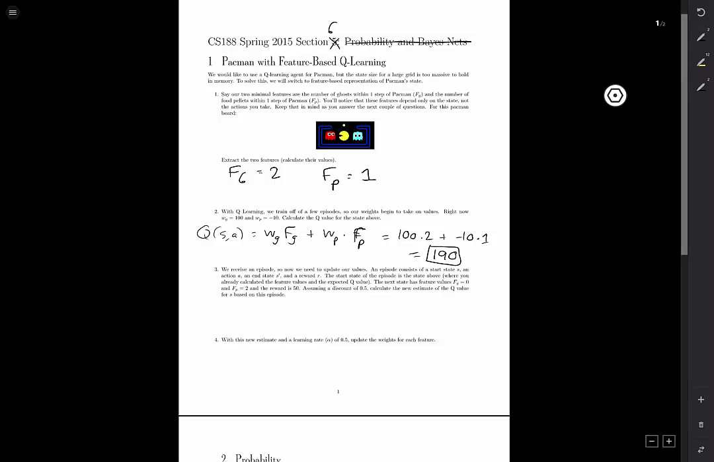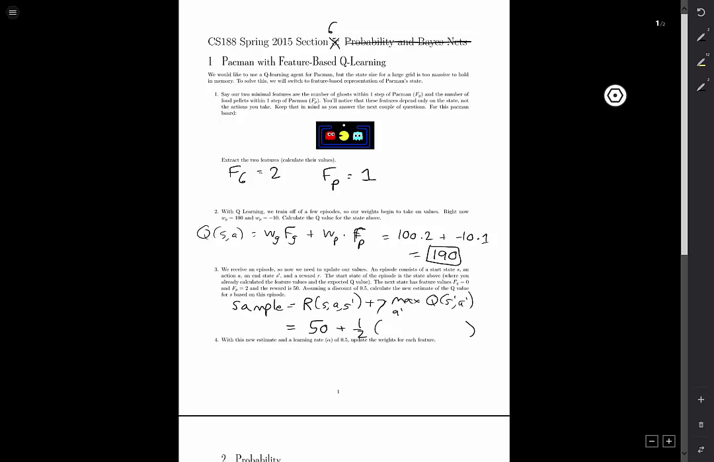So what they want us to calculate is our new sample. If we remember, our new sample is our reward, R of S comma A comma S prime, plus gamma times the max over actions of the future Q values. So we can start filling this in. They tell us the reward is 50, gamma is 1/2, and now we need to calculate this max value.